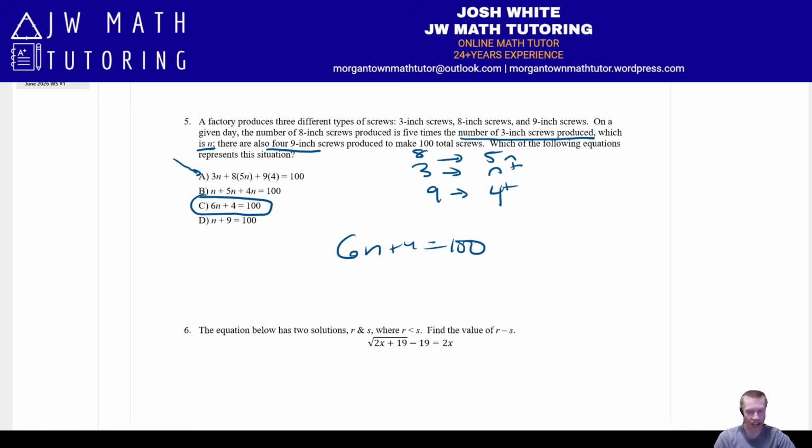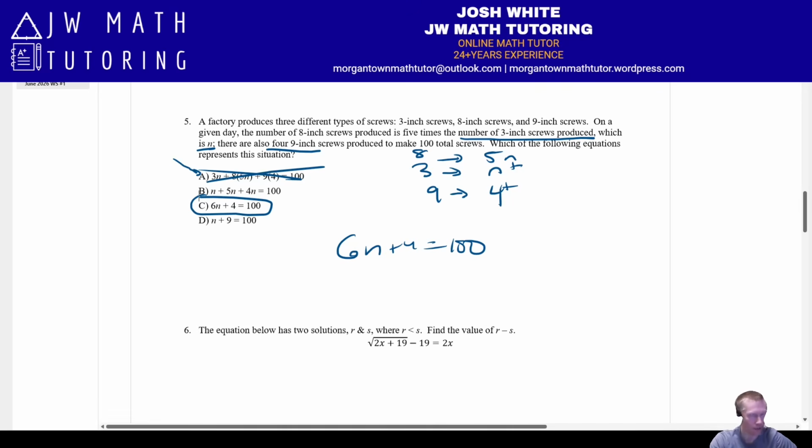Some people will choose A by mistake, but keep in mind what A is doing here is taking the number of screws and multiplying them by the length of each screw. This is what you would do if the problem was worded such that it told you the total length of all the screws produced was some number of inches, and the right side was number of inches, not number of screws. Because here you're multiplying number of screws times inches per screw, essentially. But that's not what the question's asking for, so that's not the correct answer to this specific problem.